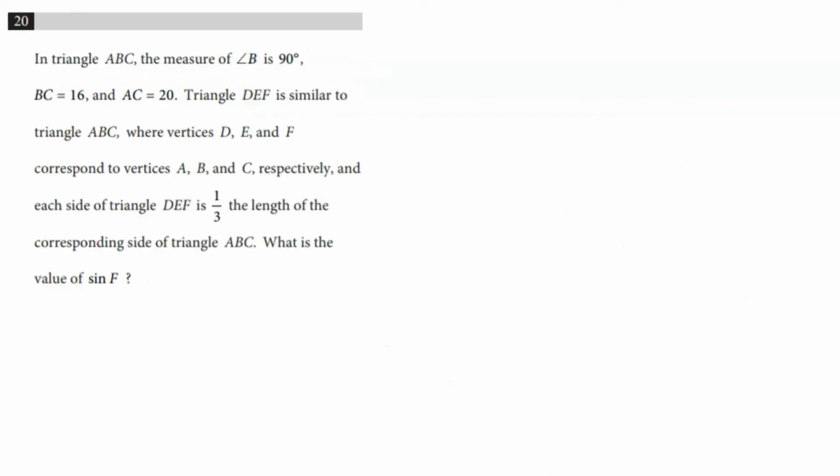Our final question, number 20. In a triangle ABC, the measure of angle B is 90 degrees. So we're looking at a right triangle. BC equals 16, AC equals 20. Triangle DEF, another triangle, is similar to triangle ABC, where vertices D, E, and F correspond to vertices A, B, and C, respectively. And each side of triangle DEF is 1/3 of the length of the corresponding side of triangle ABC. And we want to find the value of sine F.